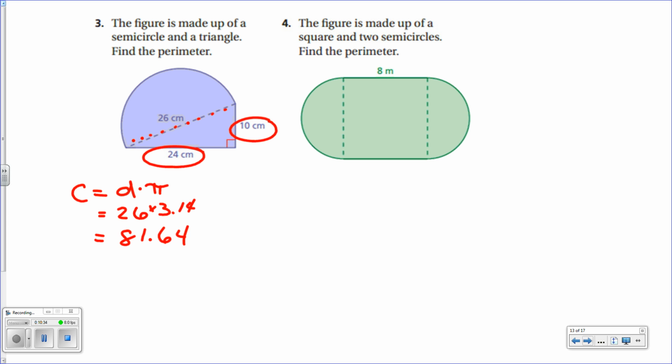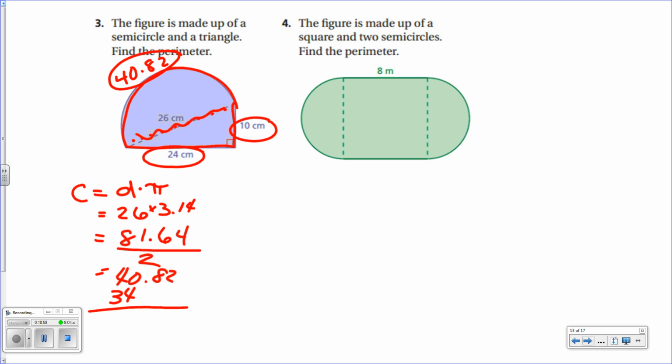And that was for an entire circle, but we only have a half a circle. So we're going to cut it in half. So divide it by 2, and we get 40.82. So this distance around here is 40.82. And we need to add that to our other two sides. Do not add inside. We don't add this 26. So I know that 24 plus 10 is 34, so I'm going to add that to my 40.82, and I get 74.82 centimeters for my perimeter of that shape.